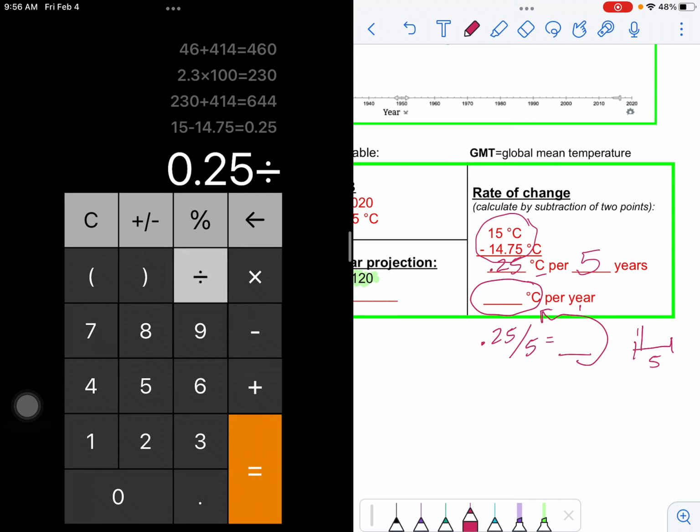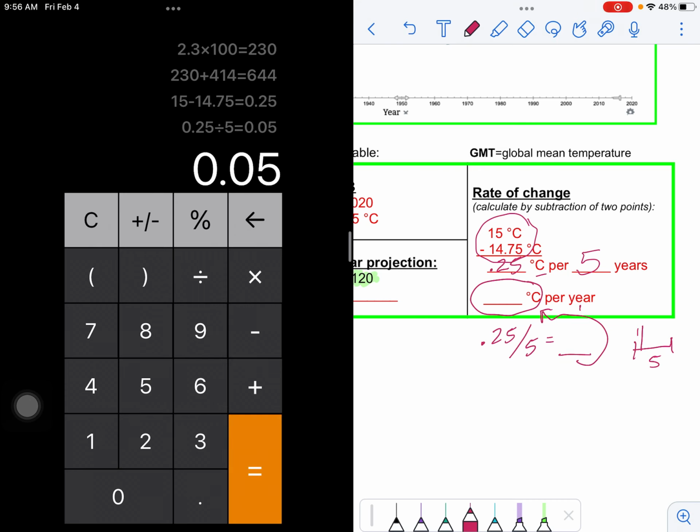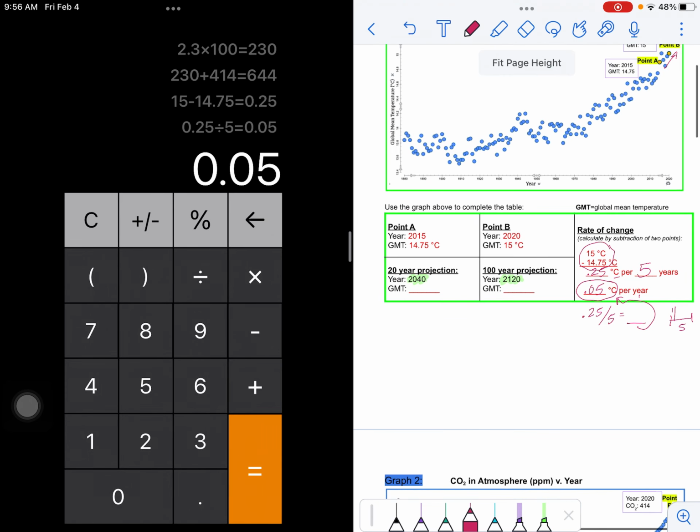So I'll take that again, divide it by 5, and that is a pretty small change every year, which for temperature is good. So I'm seeing a global mean temperature change of 0.05 degrees per year. So I can use that number then to project what will my change be in 20 years and what will my change be in 100.